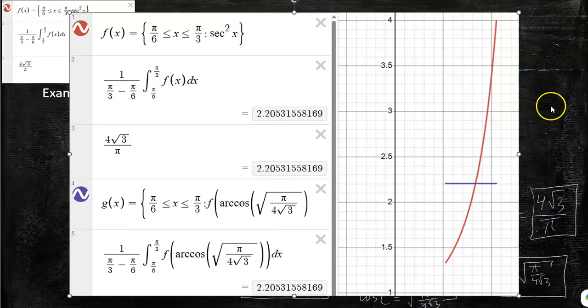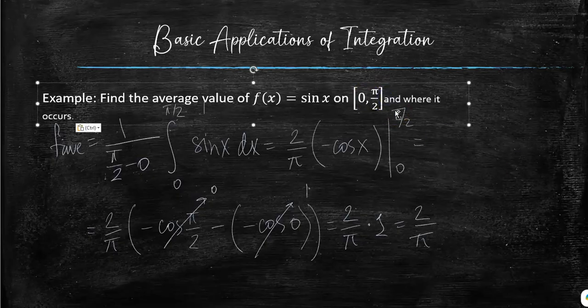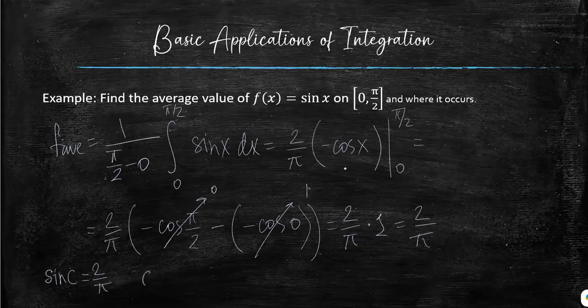And that's exactly what we see. Now we can pause the video and ask you to find the value of c at which this function reaches its average value. And to do that, what do we need to do? We need to set up and solve this equation. Sine of c is equal to 2 over pi. So c is equal to arc sine of 2 over pi.